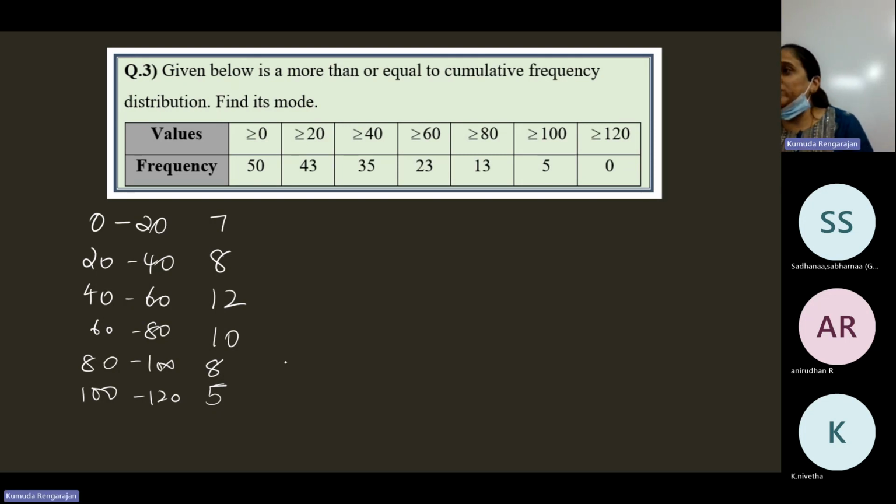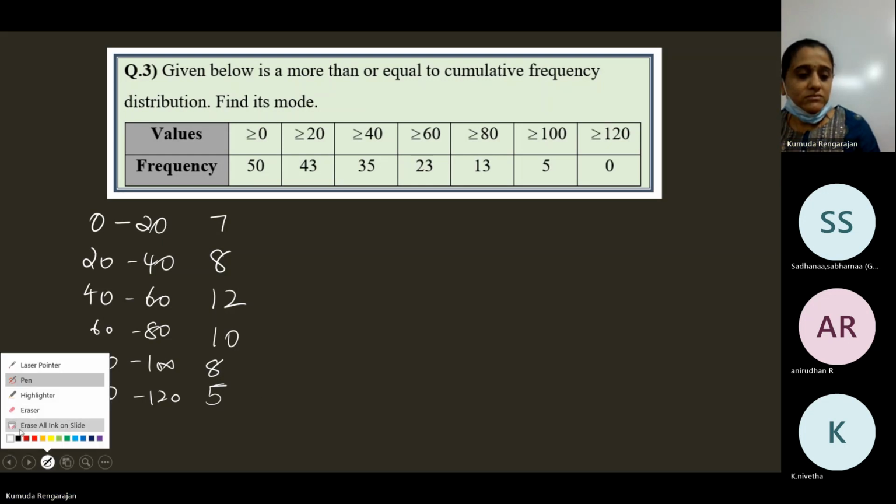So now you have prepared the frequency distribution. Find the mode. Yeah, please work. Take the question first.